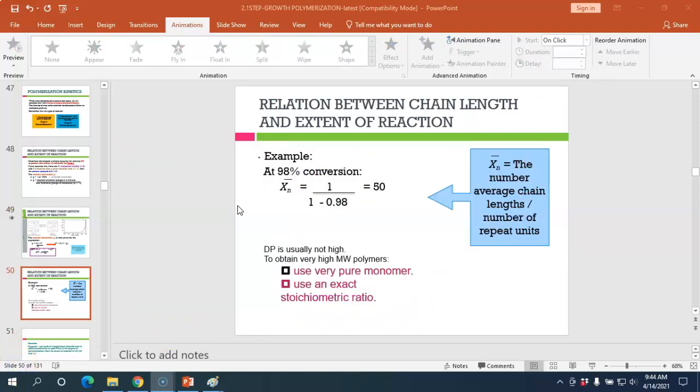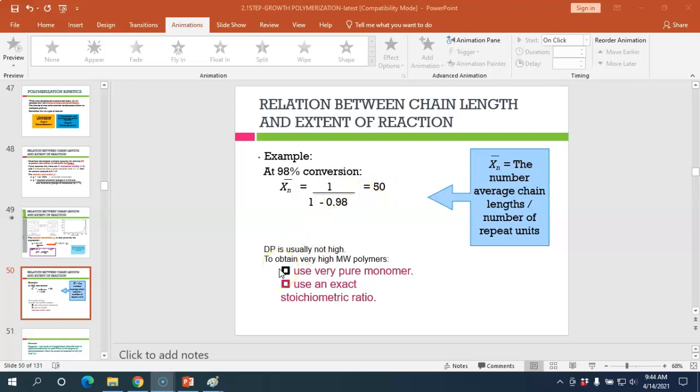The question asks you to calculate the degree of polymerization. Okay, let's say they give the value of P as 98%. As we all know, P equal to 1 means 100% conversion. So, Xn equal to 1 over 1 minus P. P cannot be more than 1, it is equal to 1 or less than 1. So, 1 over 1 minus 0.98, divide it and you get 50.